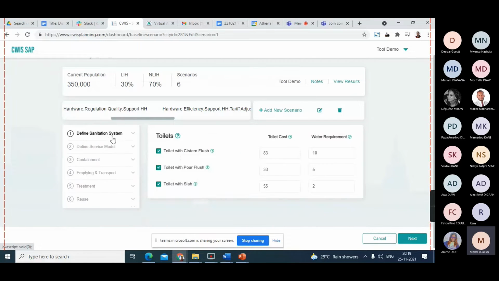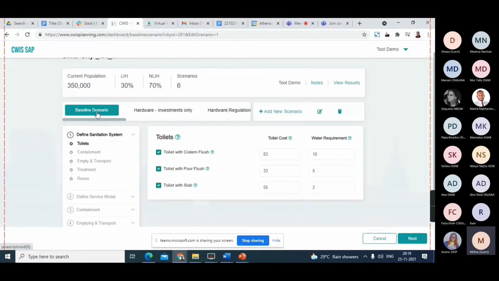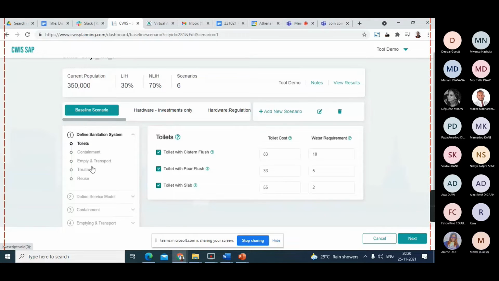Here you see a left navigation bar that takes us to a particular entry point under the scenario. So if I am in a baseline scenario, if I navigate to any of these, this means I am entering for the baseline scenario, right? So as we see here, we move from a defined sanitation system to defined service model, and then we go on describing the different parts of this from the sanitation value chain. So the tool also allows you to skip any of this section that may not be applicable to your city. I'll come to that in a minute.